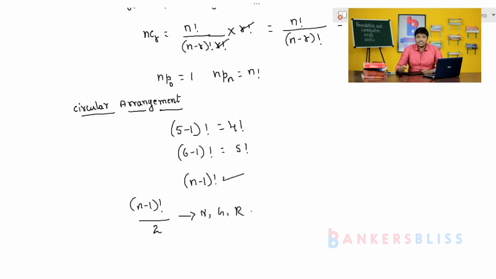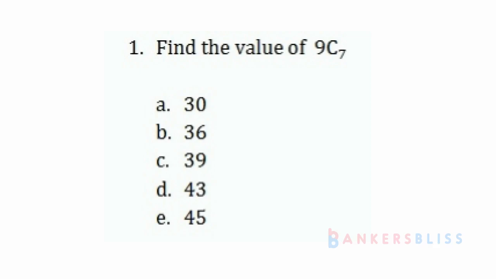If you are good in these basic concepts, then you can solve any type of problem related to the bank level exams. Okay, so now let's move on to the problems. Problem number 1. Find the value of 9C7. So you have to calculate 9C7.